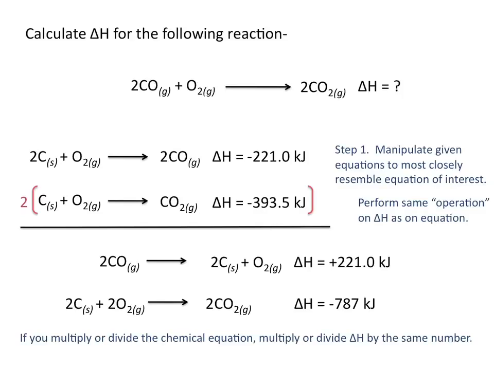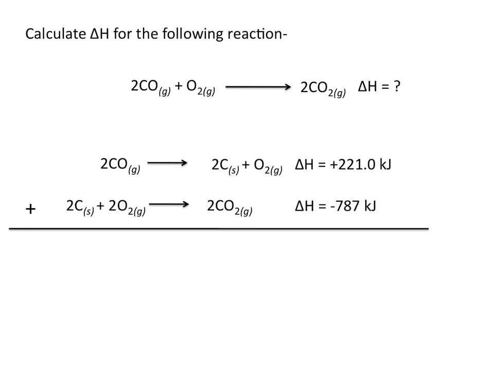And again, I want to perform the same operation on delta H as I did on the equation. So if I multiplied the equation by 2, I need to multiply the delta H value by 2. So if the reaction carbon plus O2 gives us CO2 had a delta H value of negative 393.5 kilojoules per mole, then the reaction 2 carbon plus 2 O2 gives us 2 CO2 has a delta H value of negative 787 kilojoules per mole. So here I've written my 2 new equations that I modified to more closely resemble my equation of interest.